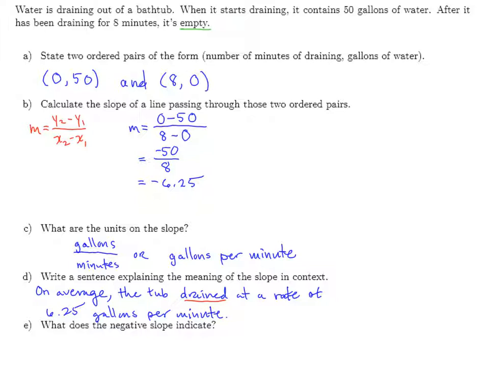And the last thing we'll do is summarize what that negative slope indicates. It indicates that the amount of water is decreasing over time. So it's how much is draining, the amount of water is decreasing. So the negative slope indicates that the amount of water in the tub decreases over time.